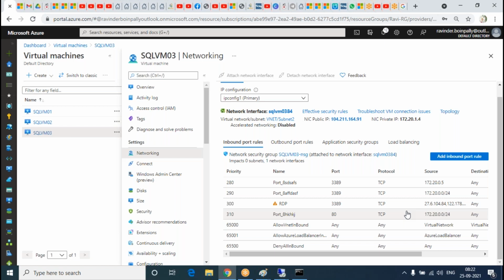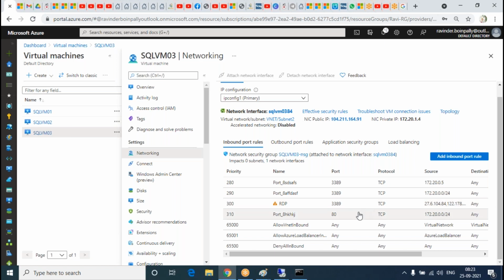Are the priority and port numbers pre-assigned, or do you have to give them? You have to give the priority. It starts with 100 and ends with 4096. So we can give it in between that. Yes, we can give it. But what about the port numbers?